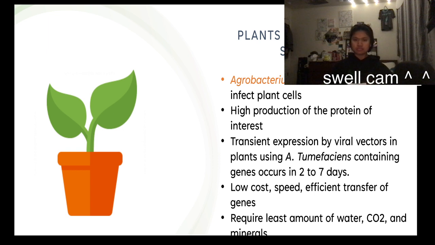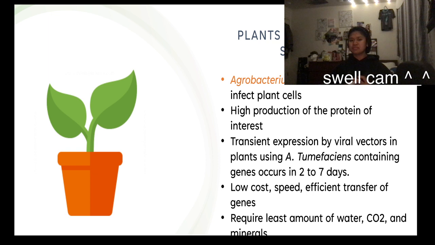So, plants as expression systems. This was one of the main points that the journal touches upon. Agrobacterium tumefaciens is a gram-negative soil-borne bacteria that is used to infect plant cells. Using plants as an expression system has a high production of the protein of interest.